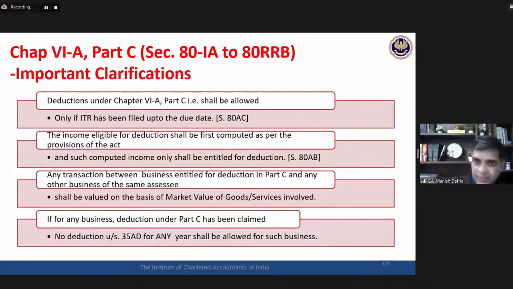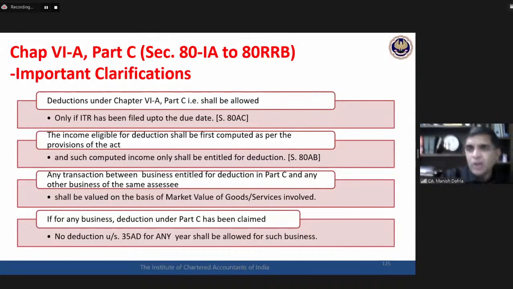Okay. Then another important requirement is this: if for any business Part C deduction has been claimed, then Section 35AD of the Income Tax Act shall not be applicable for any of the years. You are claiming this Part C deduction in the first year, 35AD you will be disentitled for life, never available. What is this 35AD?